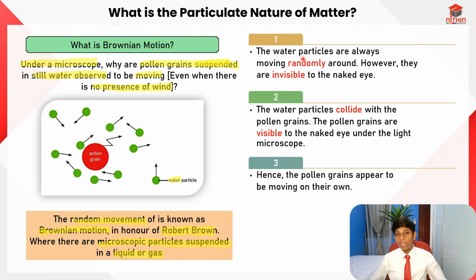First of all, the water particles are always moving randomly around. However, they are invisible to the naked eye. So the water particles are always moving around, but we can't see them with our eyes. Next, the water particles collide with the pollen grains that are visible to the naked eye. So we can see the pollen grain but not the water particles. Hence the pollen grains appear to be moving on their own, although it is actually the collision between water particles and the pollen grains. So I hope you understood that. Now let's move on.